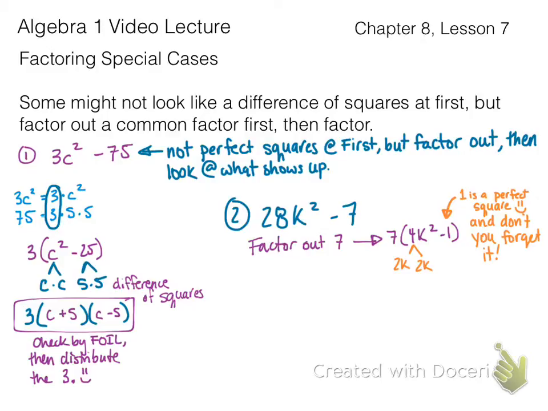So 4k squared is 2k times 2k. 1 is 1 times 1. And then there you go. You have your difference of perfect squares, and you're done.